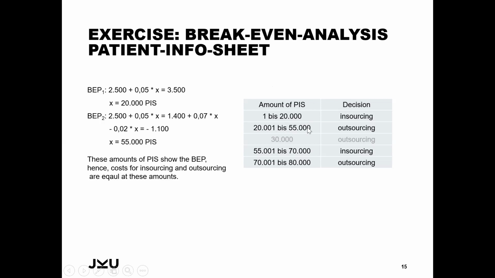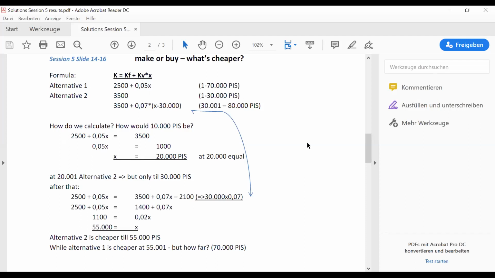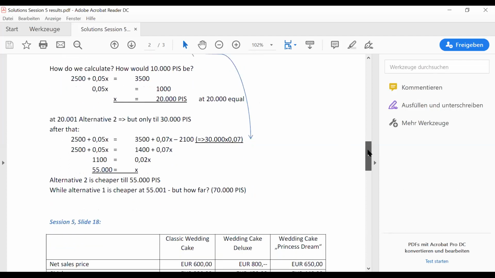But until when, we have not calculated that part yet. However, we need to do that by using our second cost function for outsourcing. Okay, and to describe the second function, I'm going to switch the screen and go to the solutions, because I believe those might be better at this point. All right, here we are.